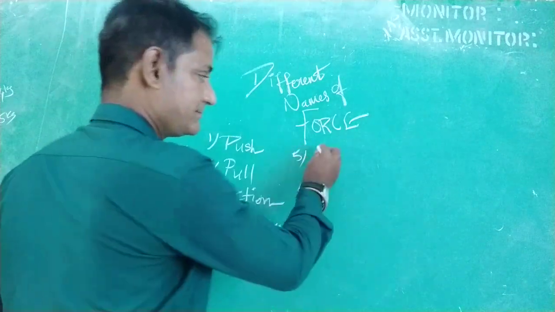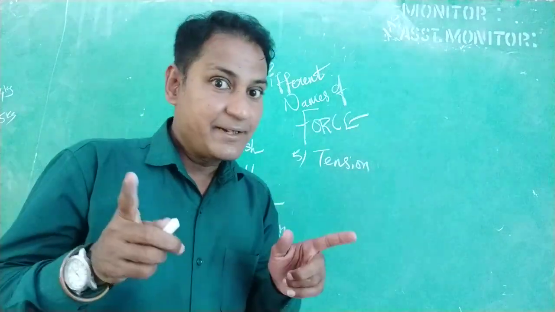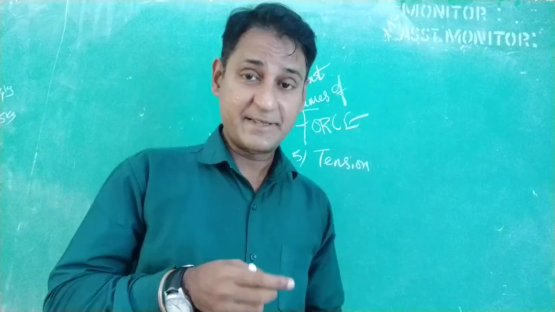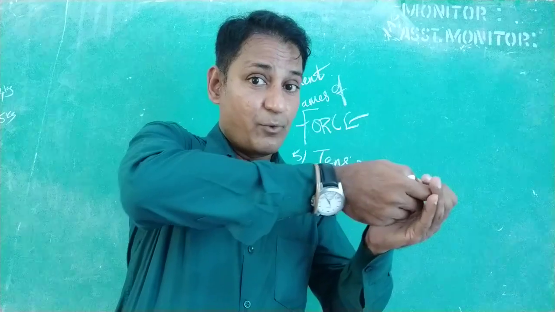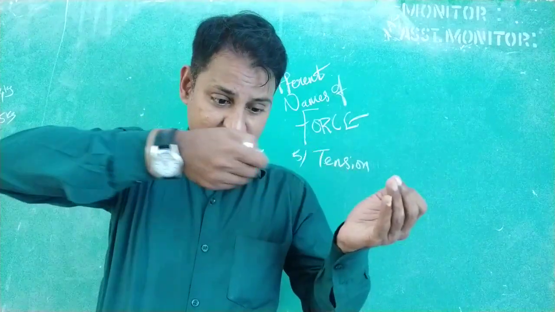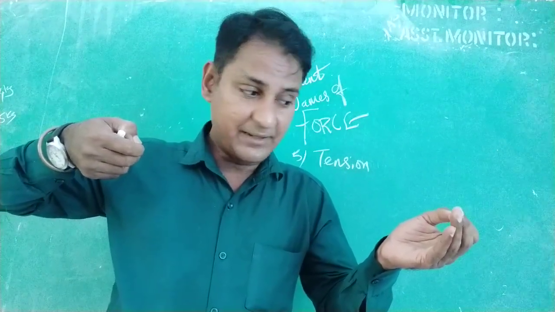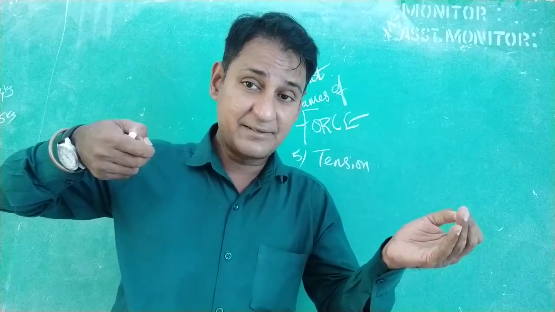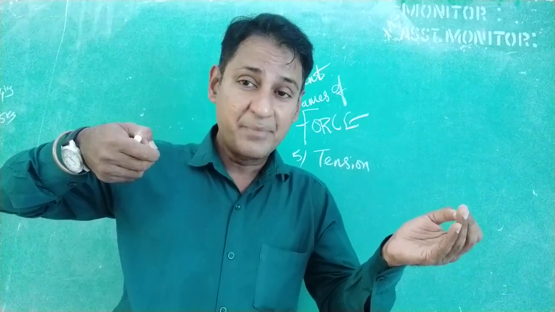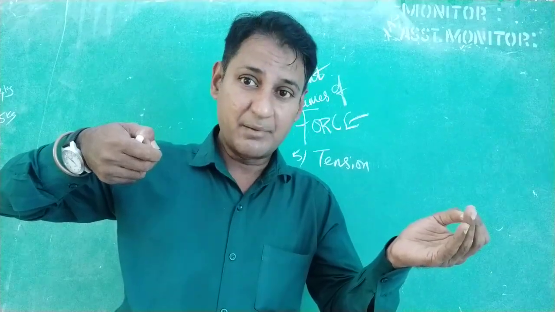Then tension. Not that tension, this is different. It is another name for force. For example, take a rubber band. When I apply a force on this rubber band, this is the direction of the applied force. Some other force is acting inside the rubber band which balances the applied force, so that it will prevent the rubber band from getting cut off.